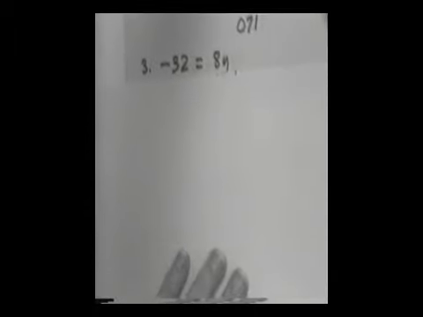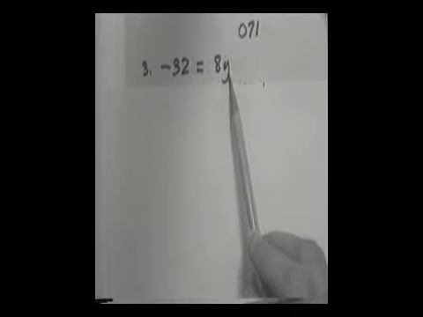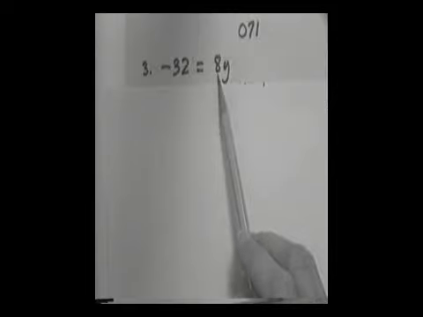One more example to illustrate the multiplication property at work. This example is negative 32 is equal to 8y. The y variable is not by itself. It has a coefficient 8. This coefficient is an integer, not a fraction.